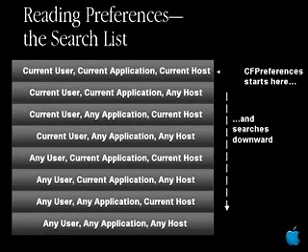Once those domains are set, here's where CF Preferences looks. This is the search list. In general, we give preference to current settings over any settings. We consider the current user's preferences the most important, and we consider application preferences more important than host. So we start by looking at the most specific domain, the current user for the current application for the current host, and move downwards to the most general. And you can see we're going to search all of the current user's defaults before looking at the global user defaults.